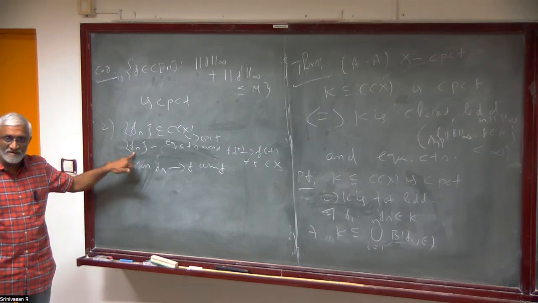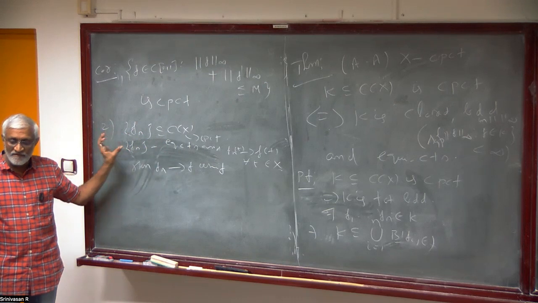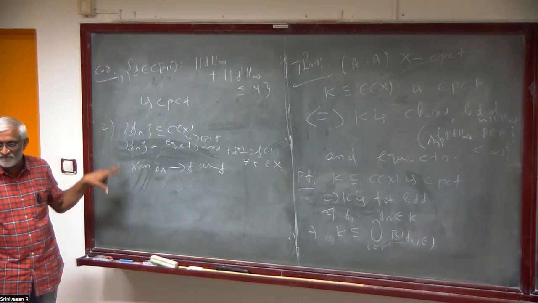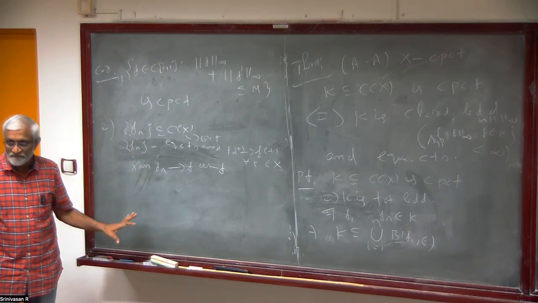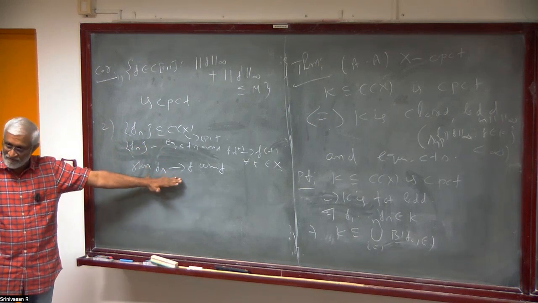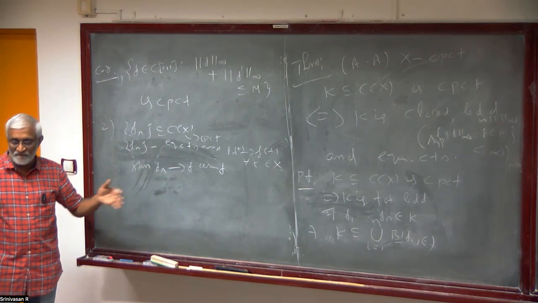You understand the point? Fn converges pointwise. Fn is equicontinuous. So by this Arzela-Ascoli theorem, Fn has a subsequence which converges uniformly. And Fn converges pointwise. The claim is Fn converges to F uniformly. Fn itself converges uniformly. Okay.